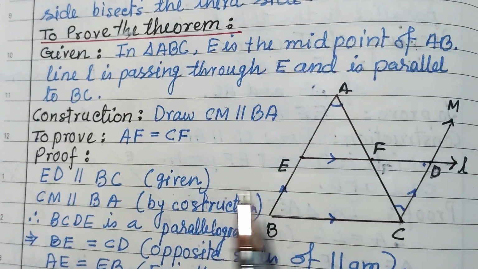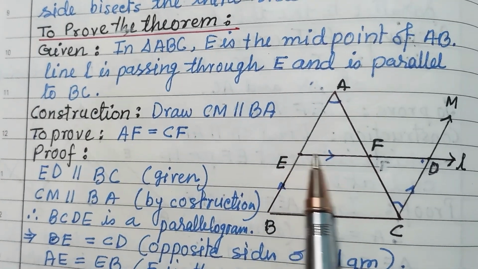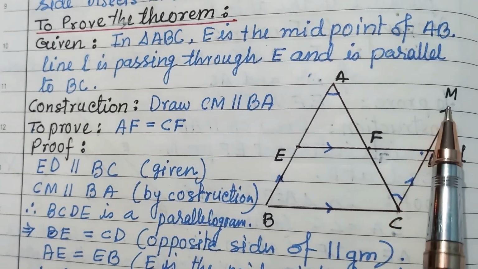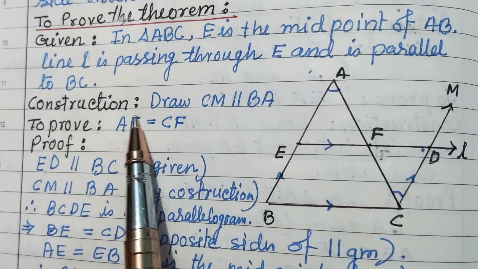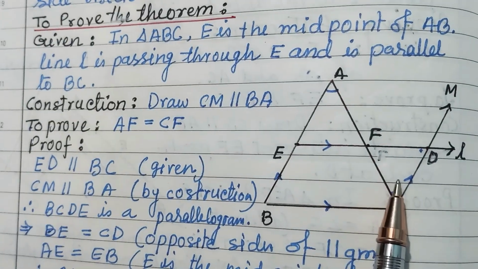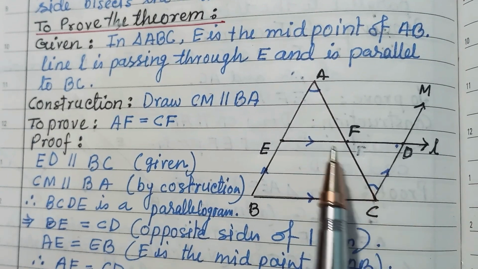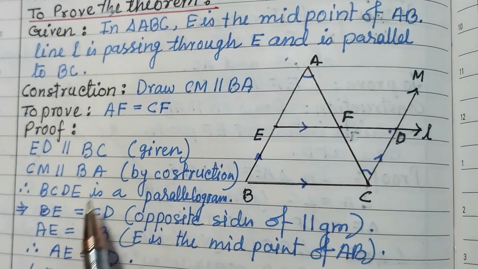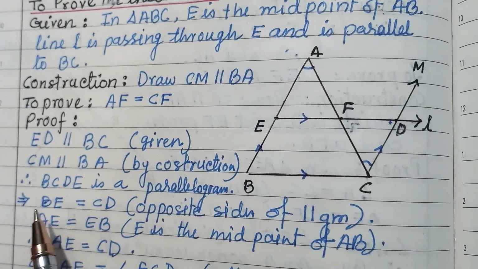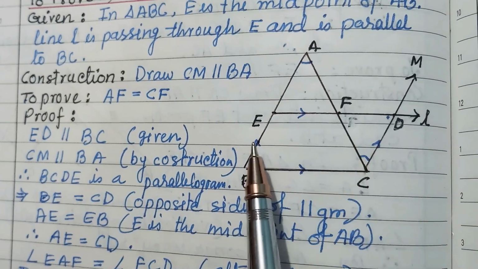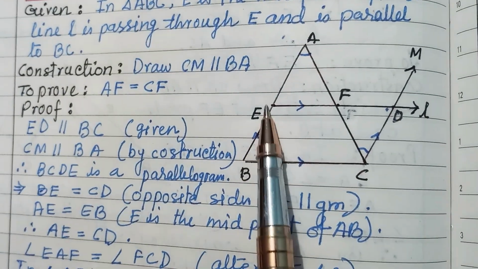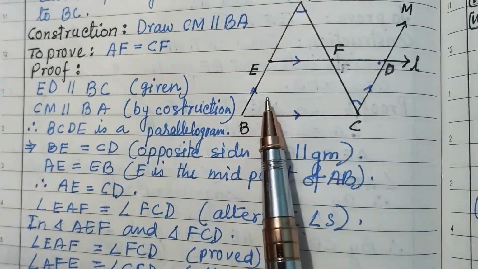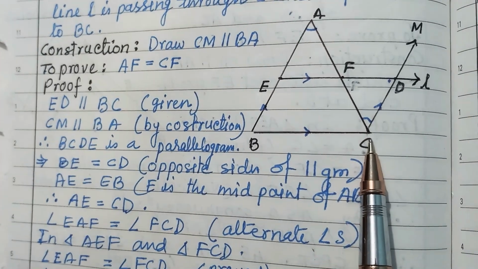Now in the proof, ED is parallel to BC and CD is parallel to AB. In construction we have drawn these parallels. So opposite sides are parallel, so it is a parallelogram. Therefore BE is equal to CD, and AE is equal to EB. Therefore AE is equal to CD.